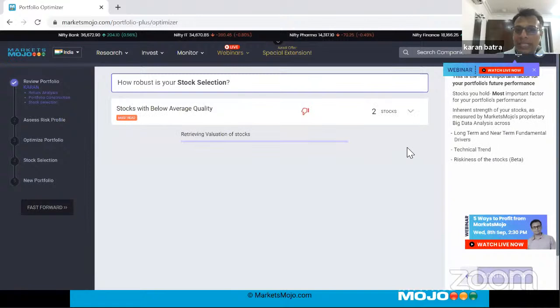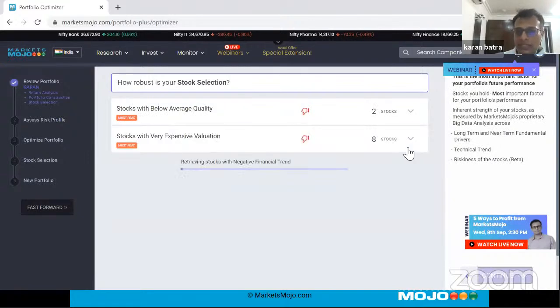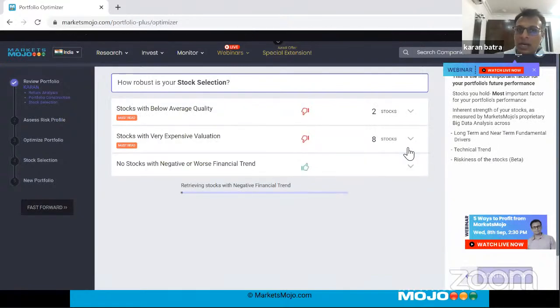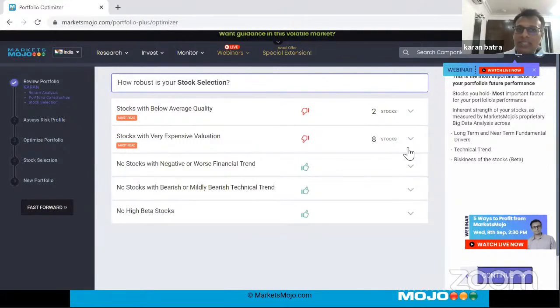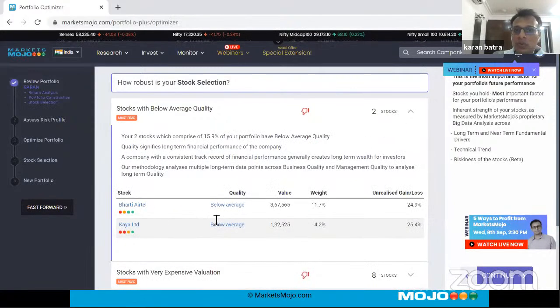Now coming to the stock selection, the second important part. Are you invested in the right stocks? What is the quality of the company that you invest in? What is the valuation of the companies? For example, these two qualities of companies are below average quality in the portfolio.